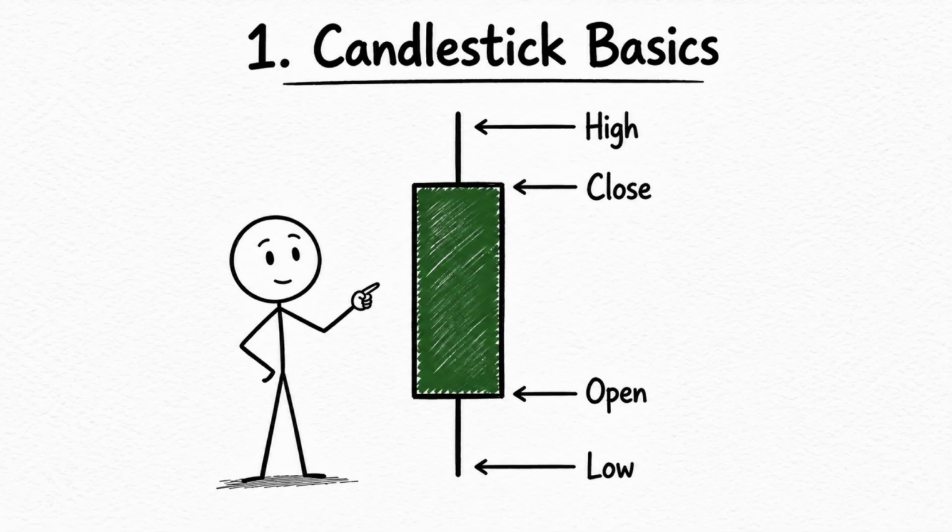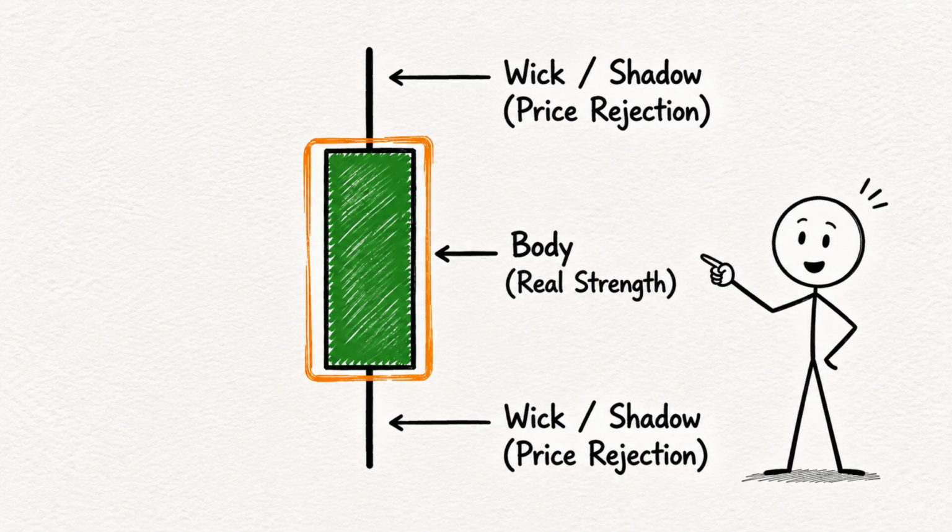1. Candlestick Basics. A candlestick isn't just a red or green shape on your screen. It is a complete record of the battle between buyers and sellers during a specific time frame. Every candlestick has 4 main data points: the open, high, low, and close. The thick area between the open and close is called the body, which shows the real strength of the market. The thin lines sticking out of the top and bottom are called wicks, or shadows, which tell us how far prices pushed before pulling back.